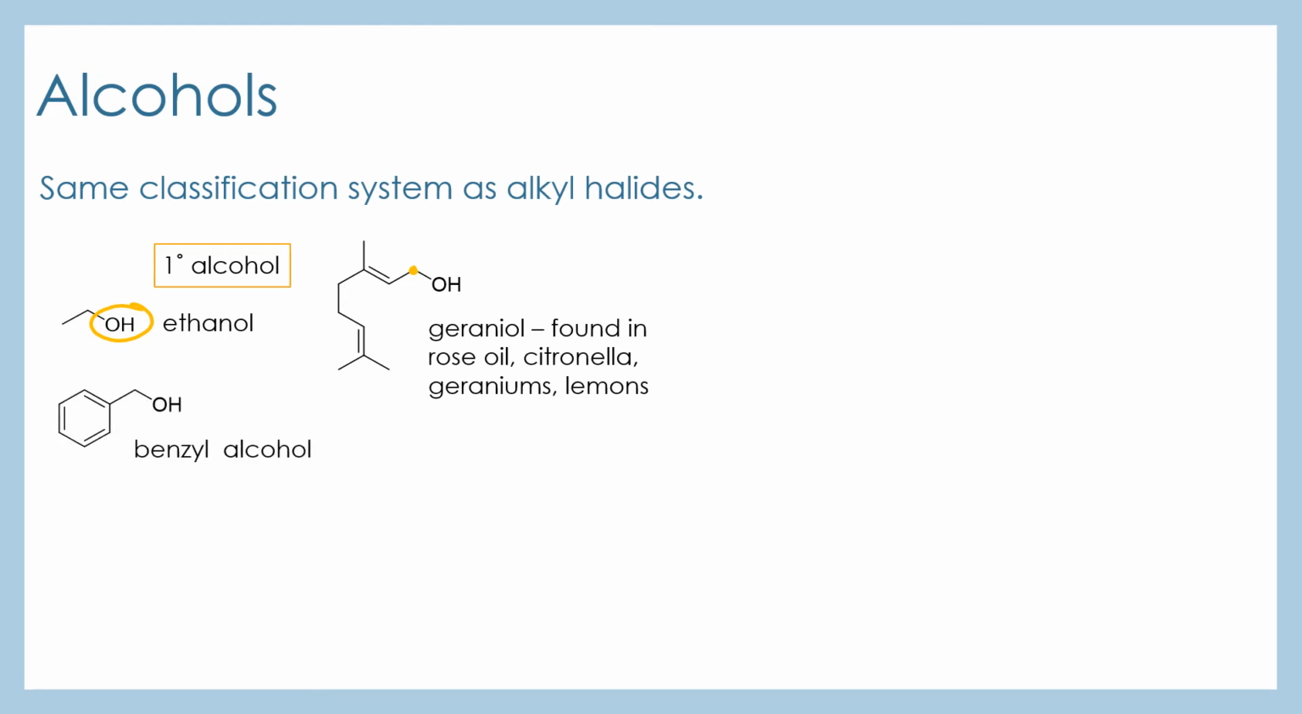Benzyl alcohol is also a primary alcohol. The oxygen is not directly attached to benzene. It is attached to this carbon, which is only attached to one other carbon atom. So that makes benzyl alcohol a primary alcohol.